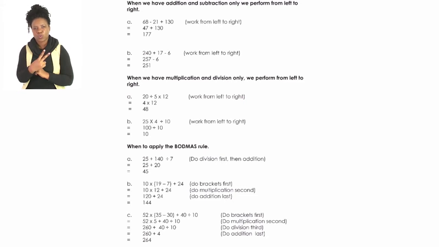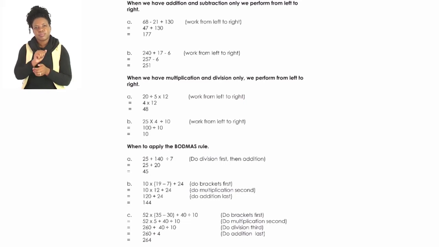Let's try when we have a multiplication and a division only. Remember again, BODMAS works from left to right. Now, multiplication and division is also like brother and sister. The one that comes first, that one we do first. Chanel, are we together? Yes, Chanel is together.